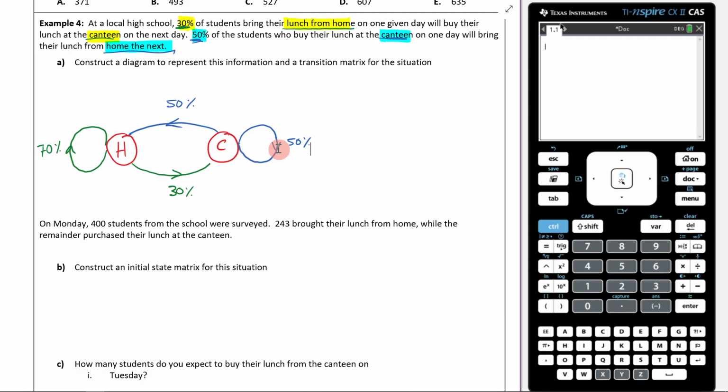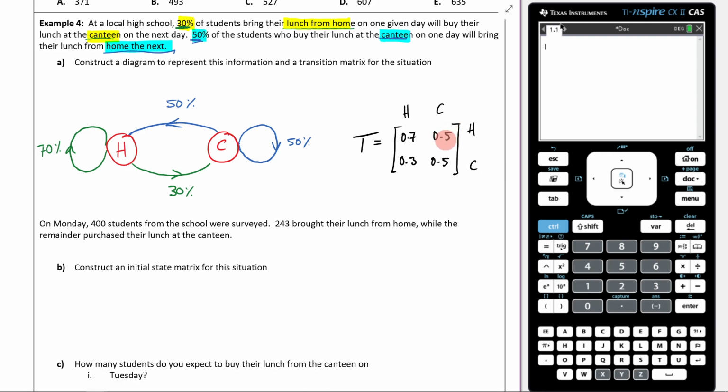We now need to create a transition matrix. So let's give this a crack. What's our transition matrix going to look like? We've either got home or canteen, home or canteen. If someone brings it from home, how many of those kids will bring it from home the next day? So that's home to home, that's 70%. And 30% of those that bring it from home one day will buy from the canteen the next day. For canteen to canteen, that's 50%. And canteen to home is also 50%.